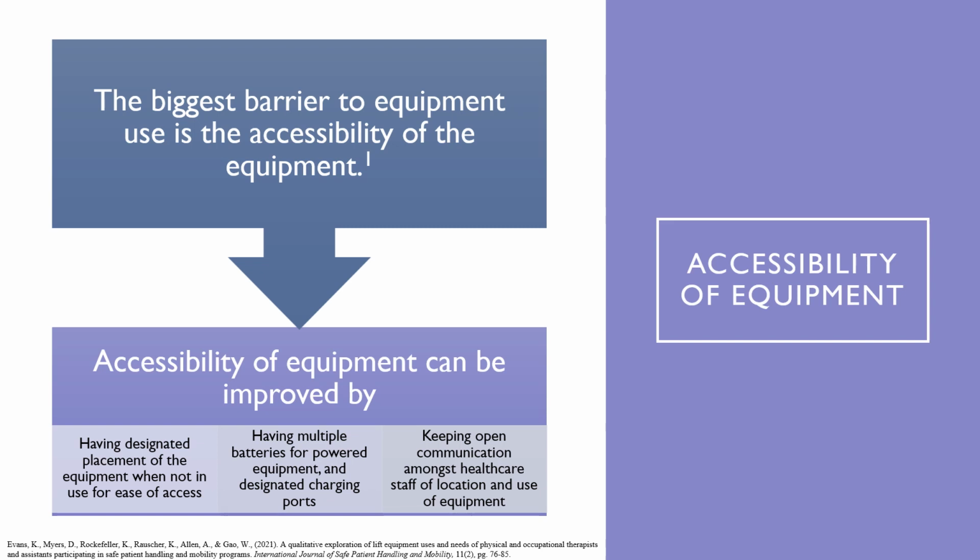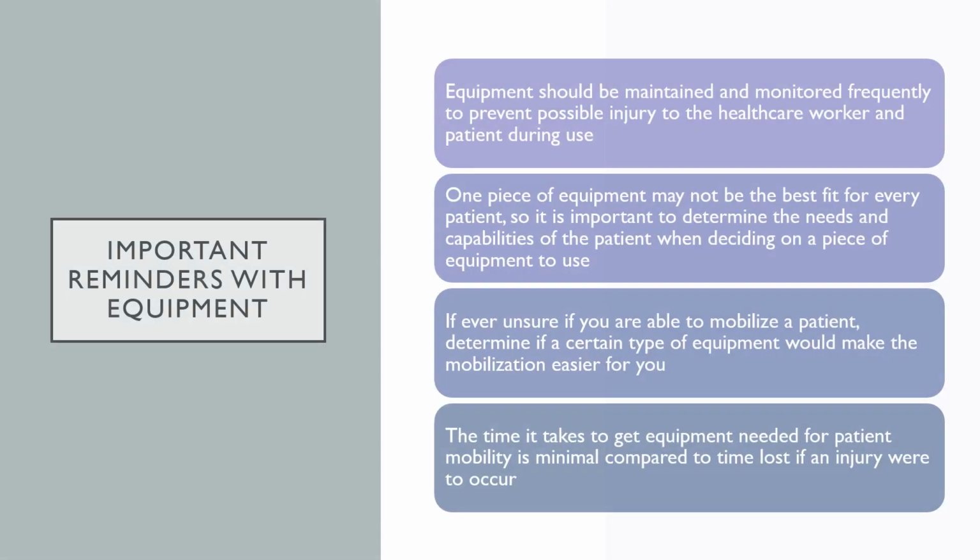The biggest barrier to equipment use seen in hospital systems is the accessibility of the equipment. However, this can be improved by implementing some simple steps. Having designated placement of the equipment when not in use for ease of access, having multiple batteries for powered equipment and designated charging ports in easily accessible areas, and keeping open communication amongst healthcare staff on the location and use of the equipment.